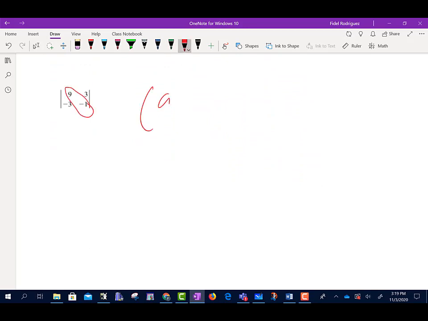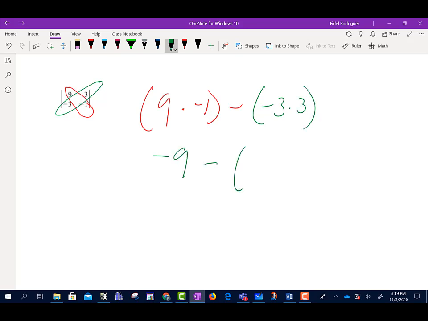I'm hoping the process is seeming a little familiar now, and easy to do. 9 times -1 minus -3 times 3. So this is -9 minus another -9. Minus and minus become plus. Oops, that doesn't look like a 0, does it? And so the determinant here happens to be 0.